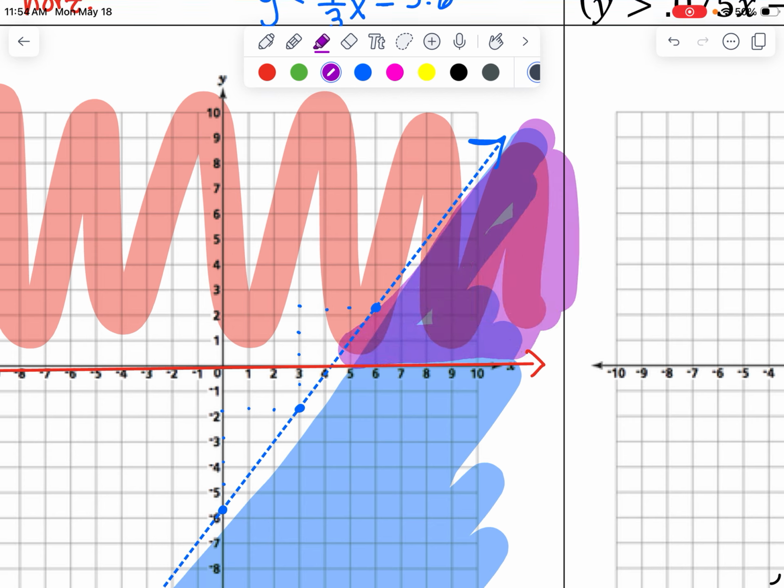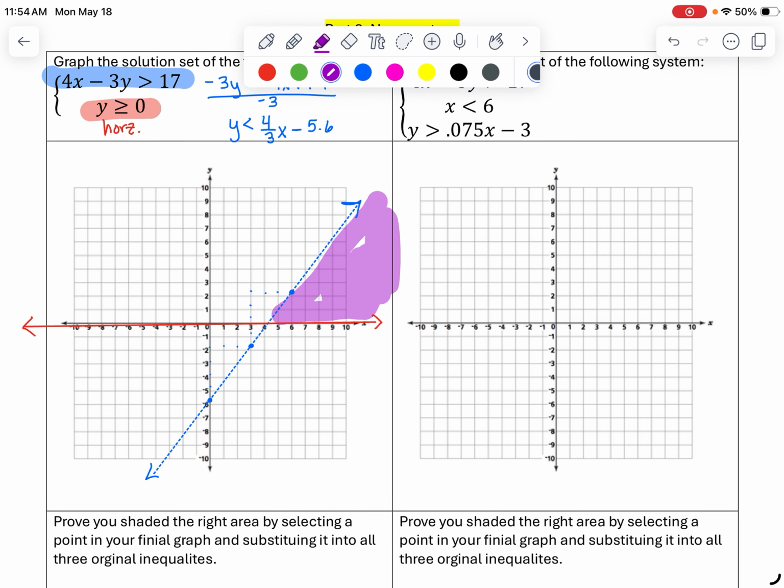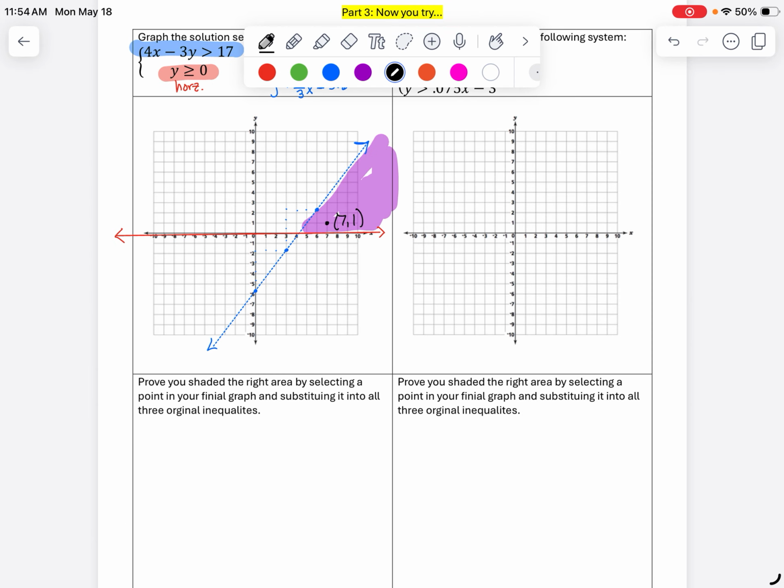Now, I'm going to erase the red and the blue because those aren't actually part of my answers. Well, like the red and the blue where they intersected were my answers. But I needed to satisfy both inequalities. So, for example, let's try 7 and 1. 7, 1 is a point inside of there. So, any point to test it.